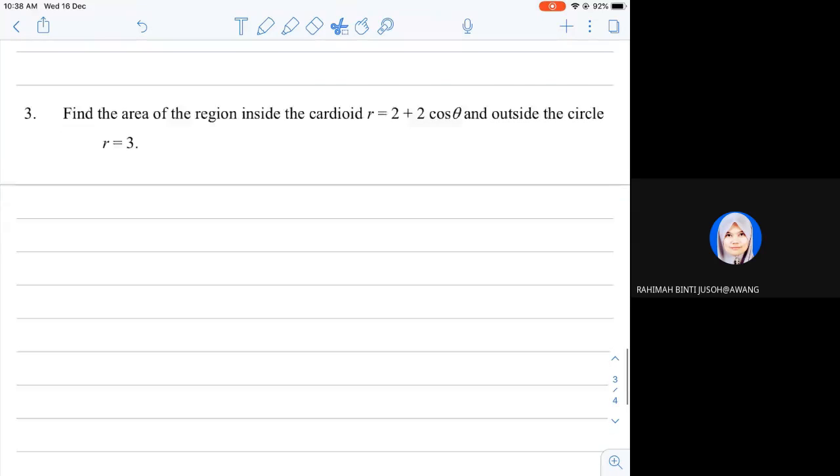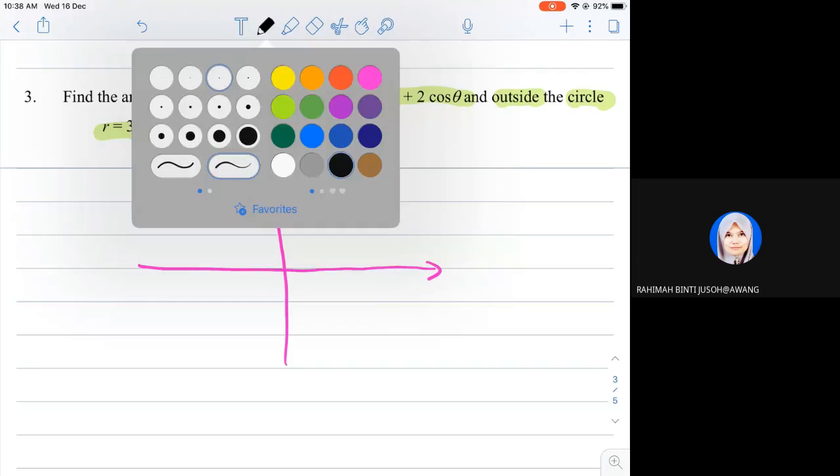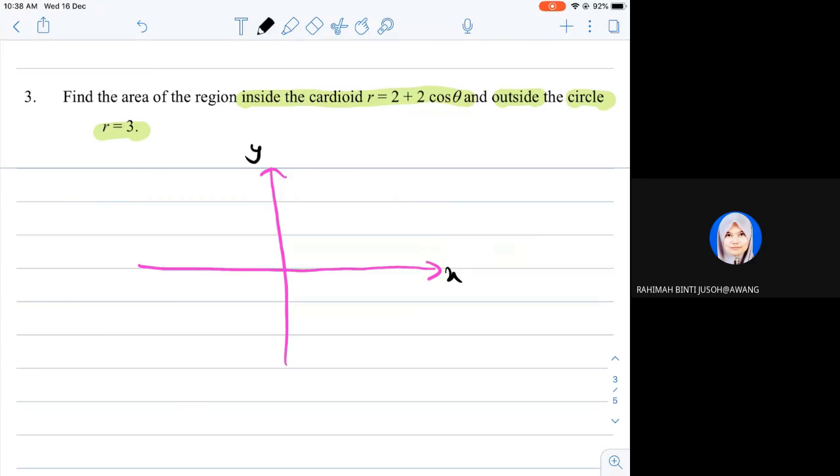Okay, question number 3. Area of the region inside the cardioid and outside the circle. So let us sketch the graph first. We have X, we have Y. Let's say we sketch the circle first. The circle has radius 3, right? Okay, like that. Here is 3.